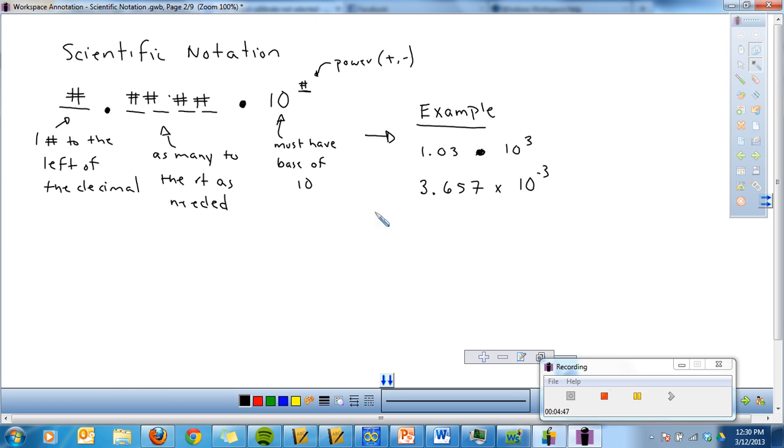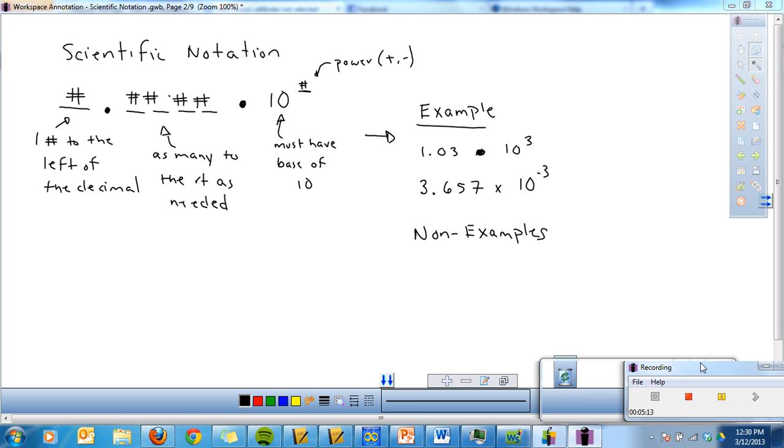Let's talk about some non-examples. And as I show you these, I want you to look at it and say, okay, why is this a non-example? What is wrong with this example? Why does it not work?